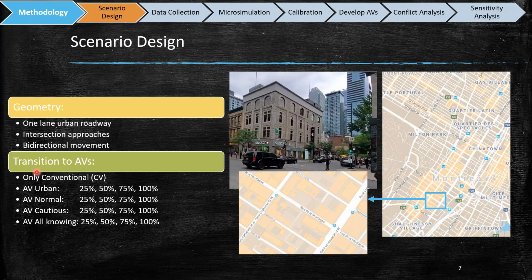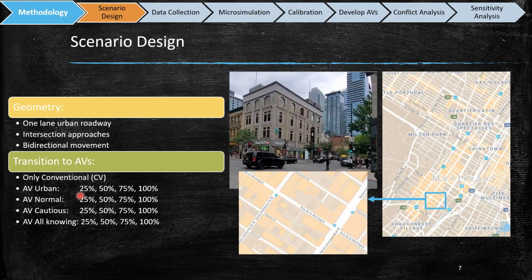For the transition of the AVs, which is part of the objective of this study, we investigated different types of AVs in the Vissim software, apart from the conventional vehicle, which is the current situation that we have.